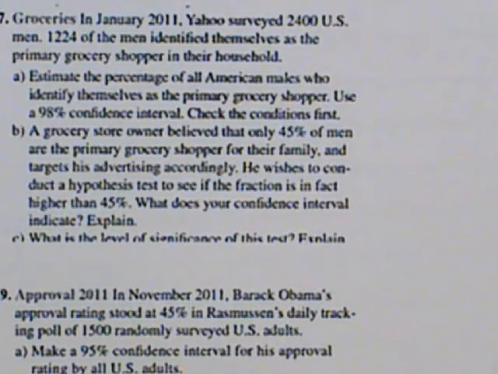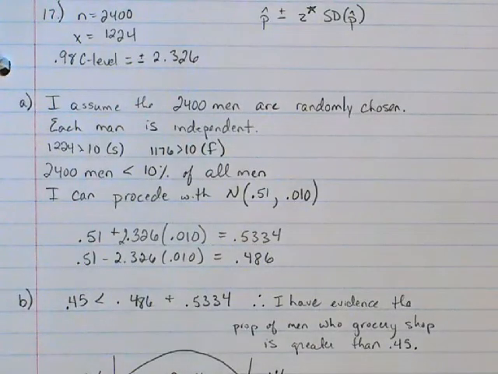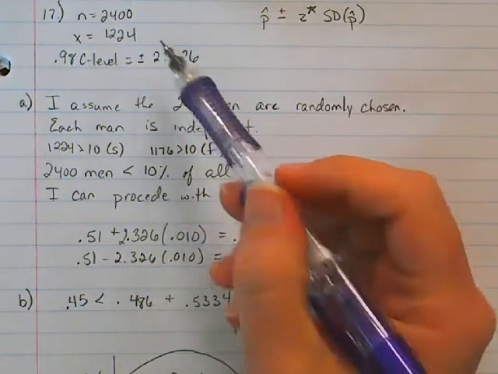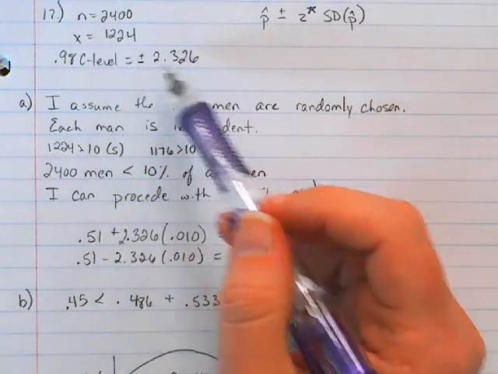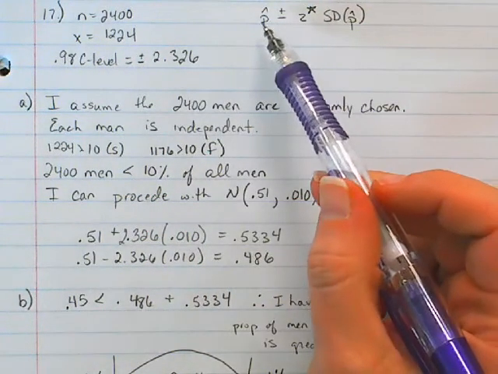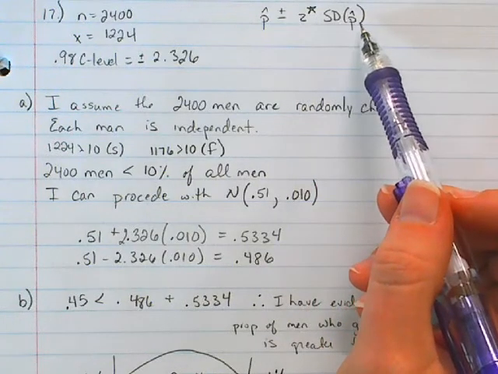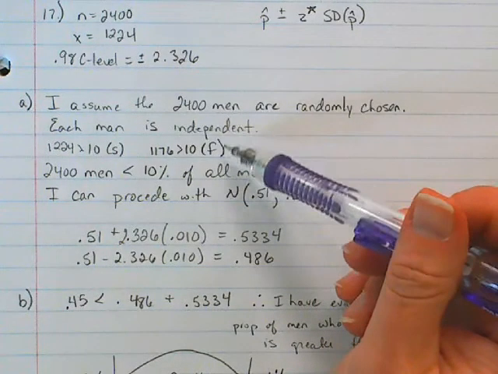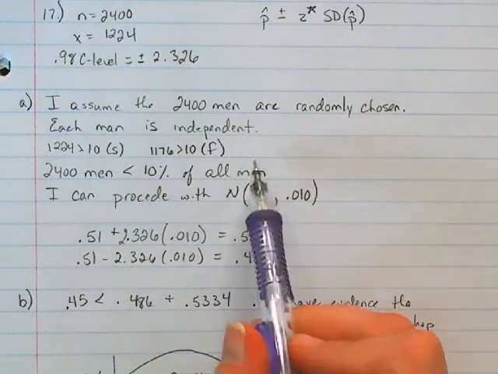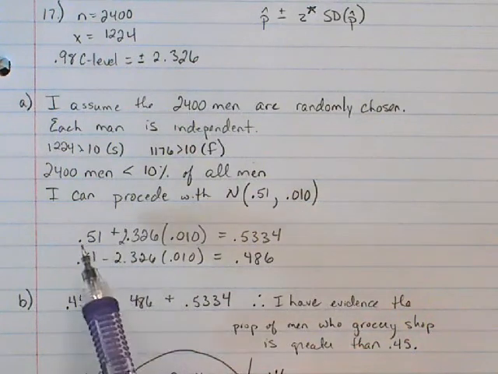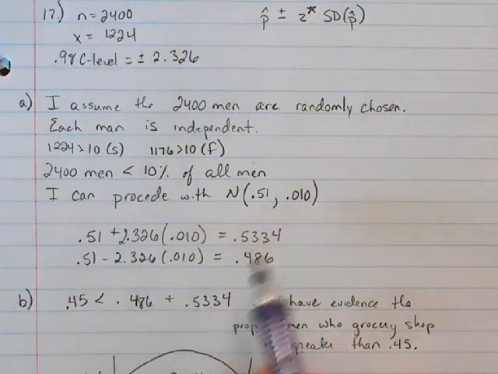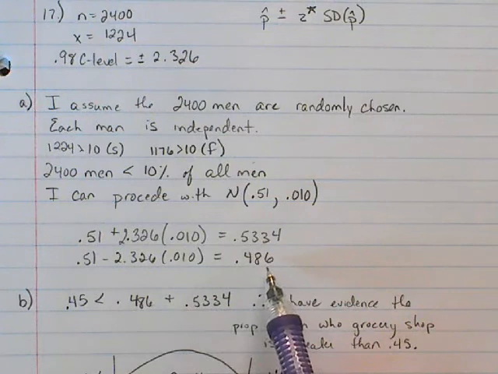Here's number 17 worked out. I dug out my n and my x. I found my 98% confidence level using my calculator. I remind myself that the confidence interval formula is this. Do my assumptions and conditions. I can proceed with 0.51 and my standard deviation came out to 0.01. When I do my math, my confidence interval goes from 48.6% to 53.34%. All of this we know how to do, we're confident with.